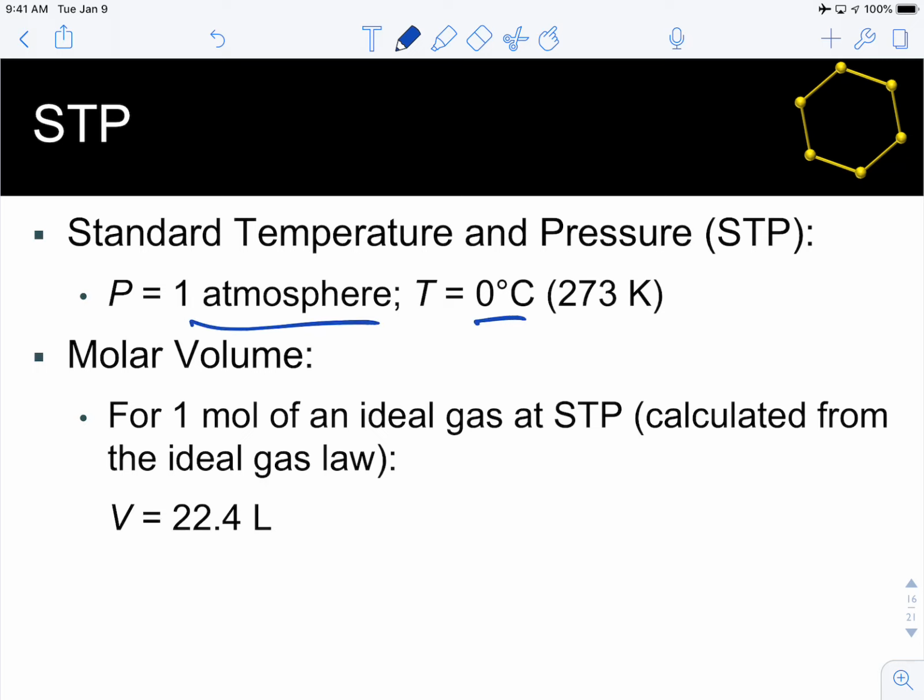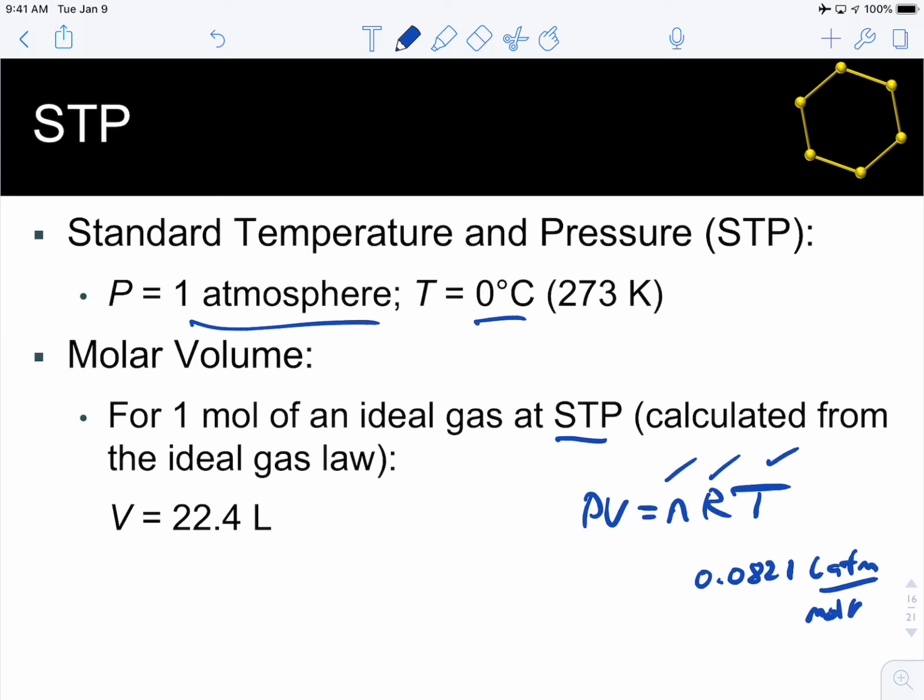And the idea here is that for 1 mole of an ideal gas at STP, I implore you to actually solve this. Put in your temperature of 273, put in 1 for a mole of gas, put in your R constant, which we haven't defined yet, 0.0821 liter atmospheres per mole Kelvin. That's the one you'll use for ideal gas calculations. You'll learn to use the other value of R for some of your thermodynamic calculations. And put in 1 atmosphere for pressure and solve for the volume. You will get 22.4 liters.